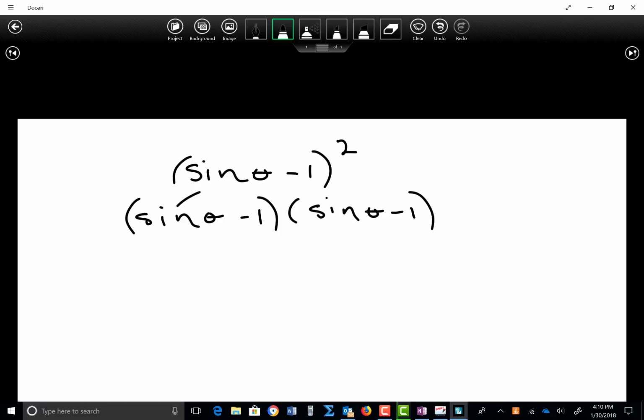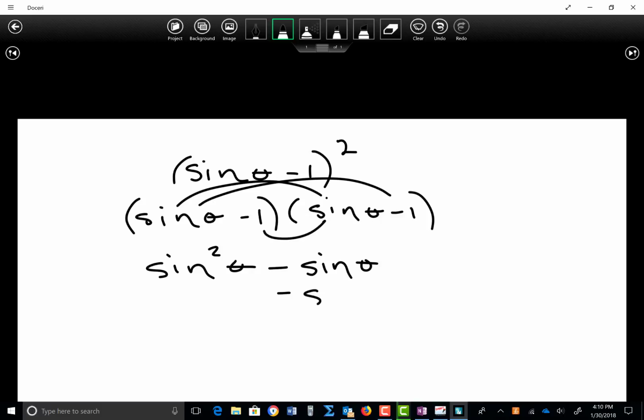So you'd be sine times sine is sine squared. Sine times minus 1 is minus sine. Minus 1 times sine is minus sine. And minus 1 times minus 1 is plus 1.